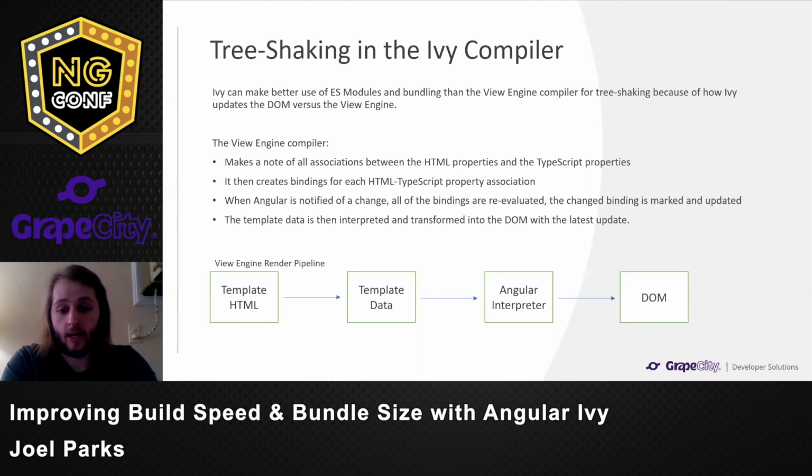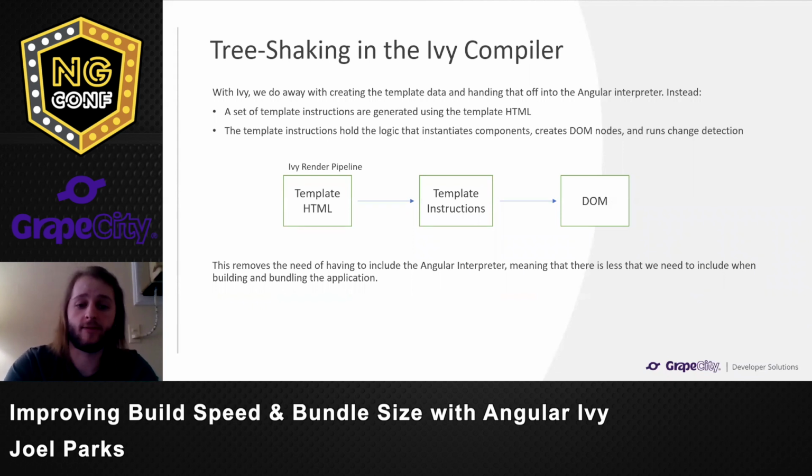Whenever the bindings are created, Angular only deals with the bindings for change detection. When Angular is notified of a change, all bindings are reevaluated. This process is called dirty checking. After all bindings are reevaluated, the binding for which property is changed is then marked and updated. Finally, the template data is interpreted and transformed into the DOM with the latest bindings.